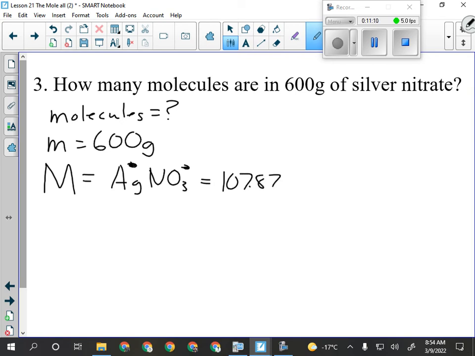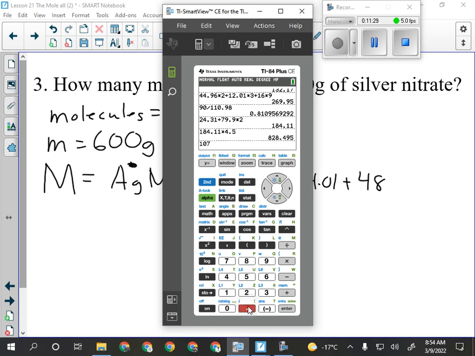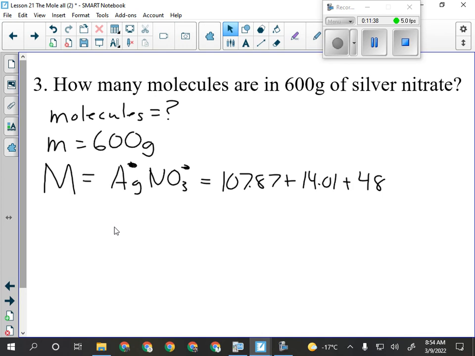There's only one silver, plus how many nitrogens? 1. So 14.01. And how many oxygens? 3. 3 times 16 is 48. So 107.87 plus 14.01 plus 48. 169.88 grams per mole.